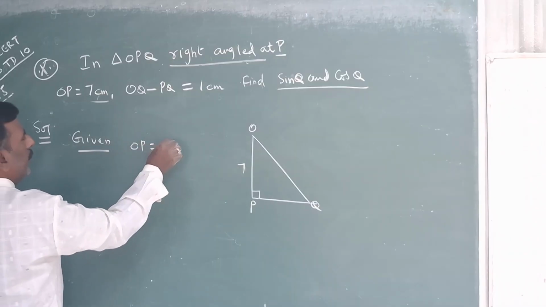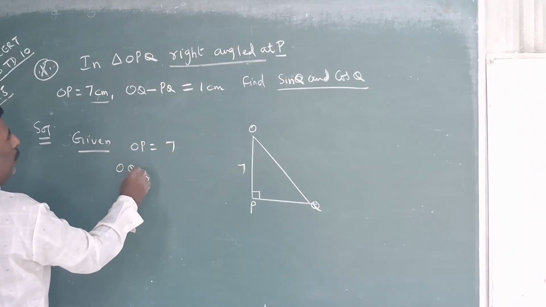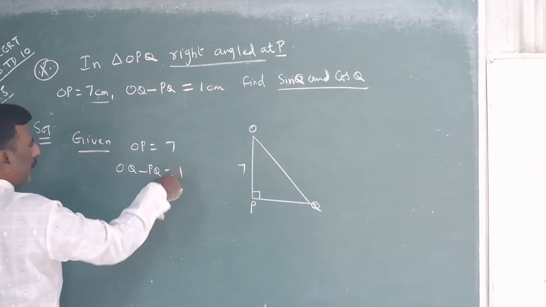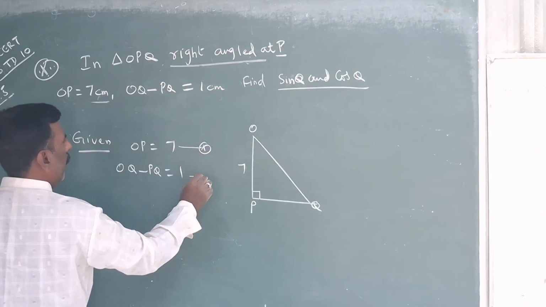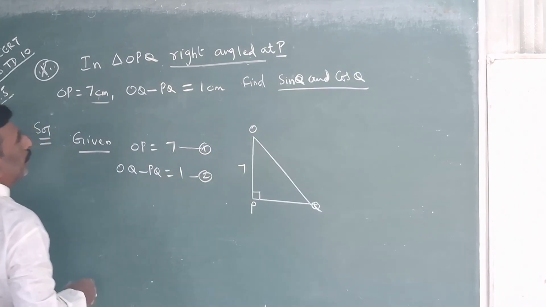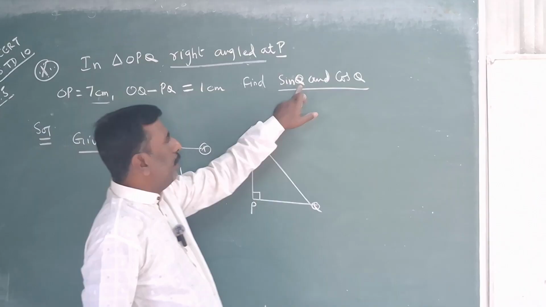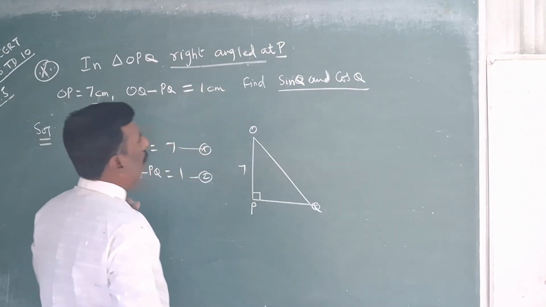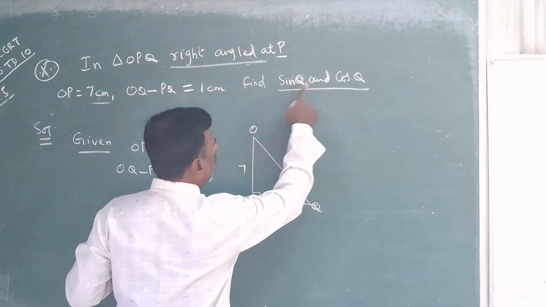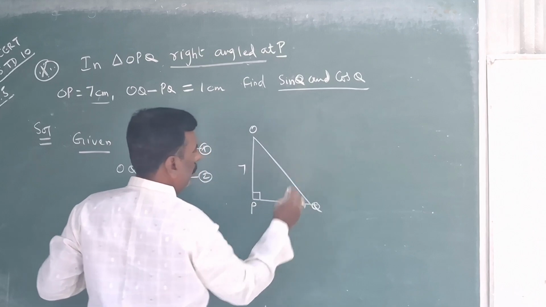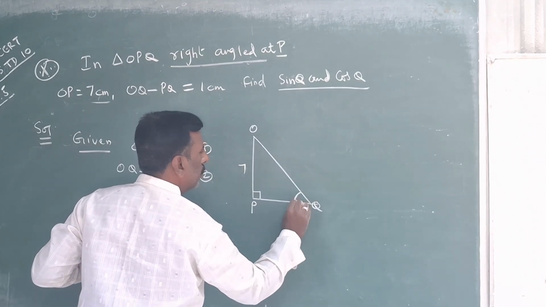Now the solution part. Given OP equal to 7, OQ minus PQ equal to 1. Put them as equation number 1 and equation number 2. They are asking sin Q and cos Q. So here the angle is theta. Theta is Q. It is here. Theta is Q.